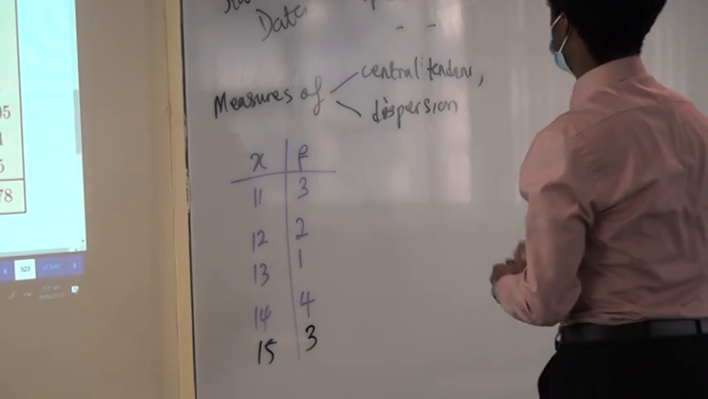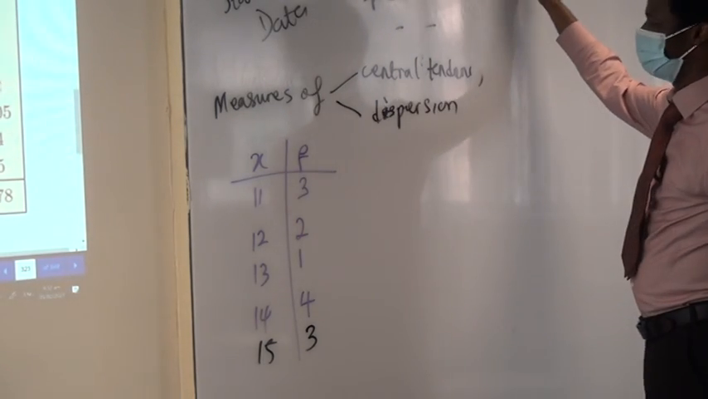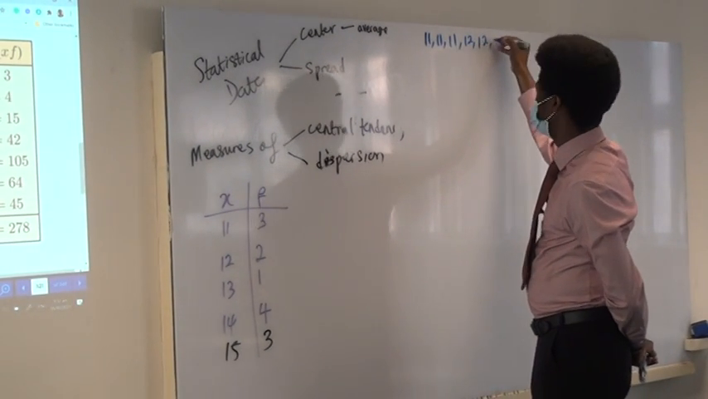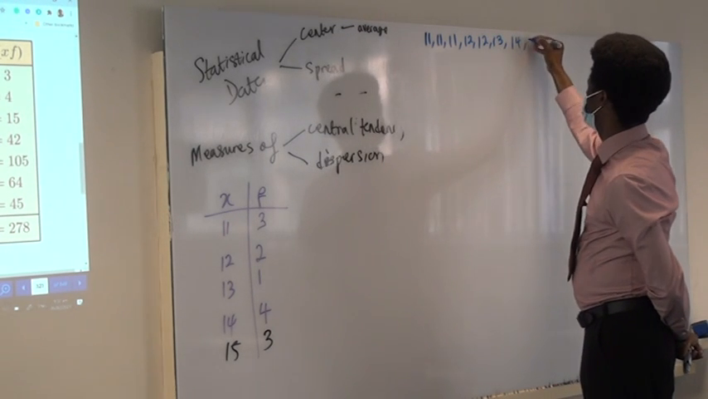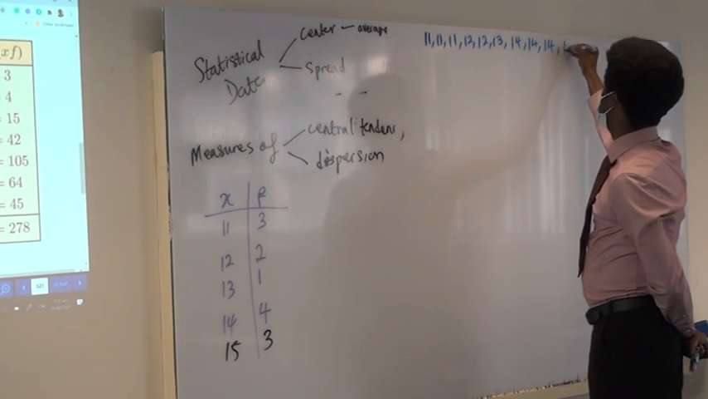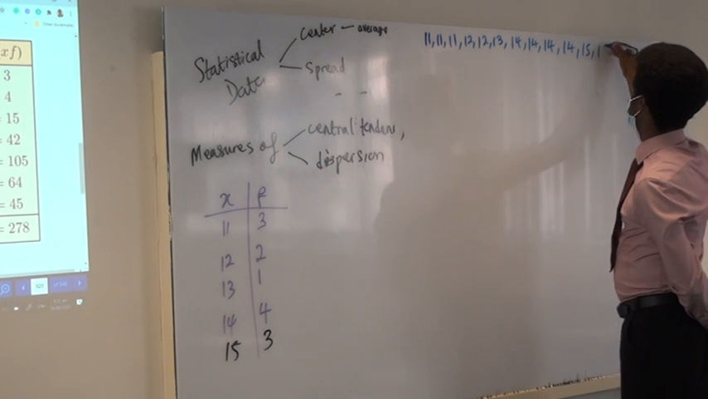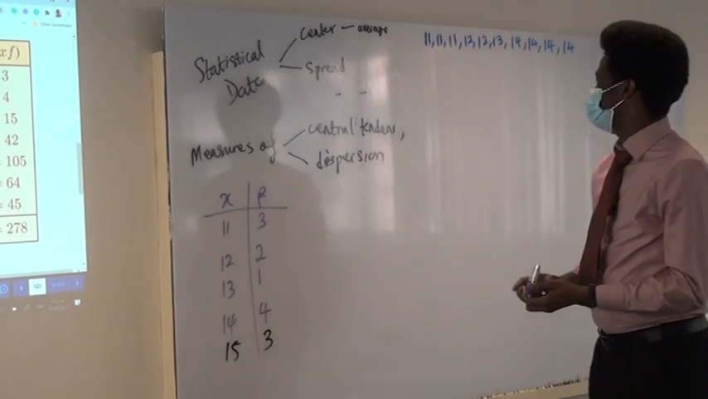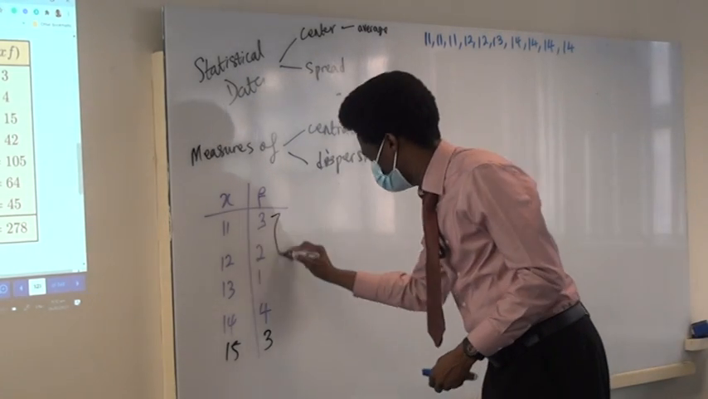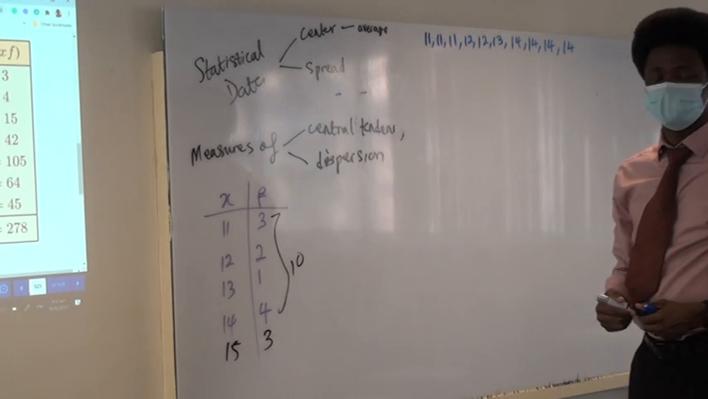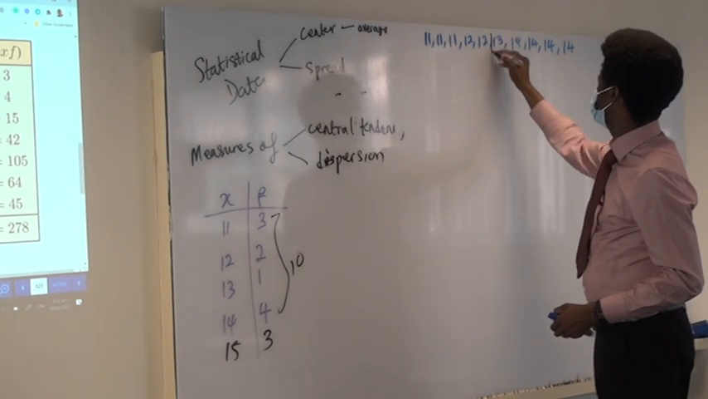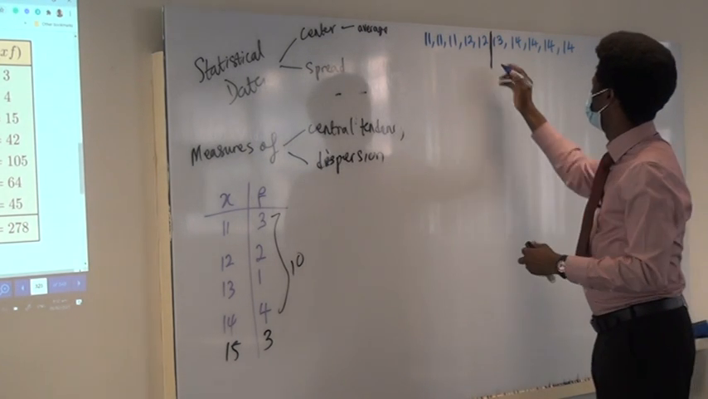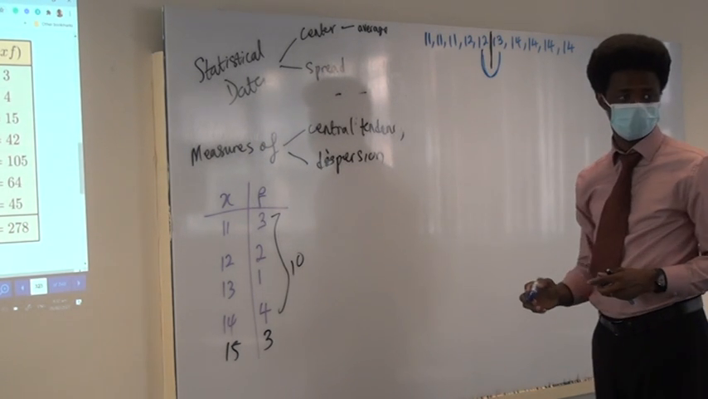Now, what this data means is this. Arrange in order: 11, 11, 11, 12, 12, 13, 14, 14, 14, 14. Then 15 3 times. Oh no, this is not included yet. The center of this, if you look at it, everything so far is 10. So when you count 5, this is the center. Which means our median will be this plus this divided by 2.